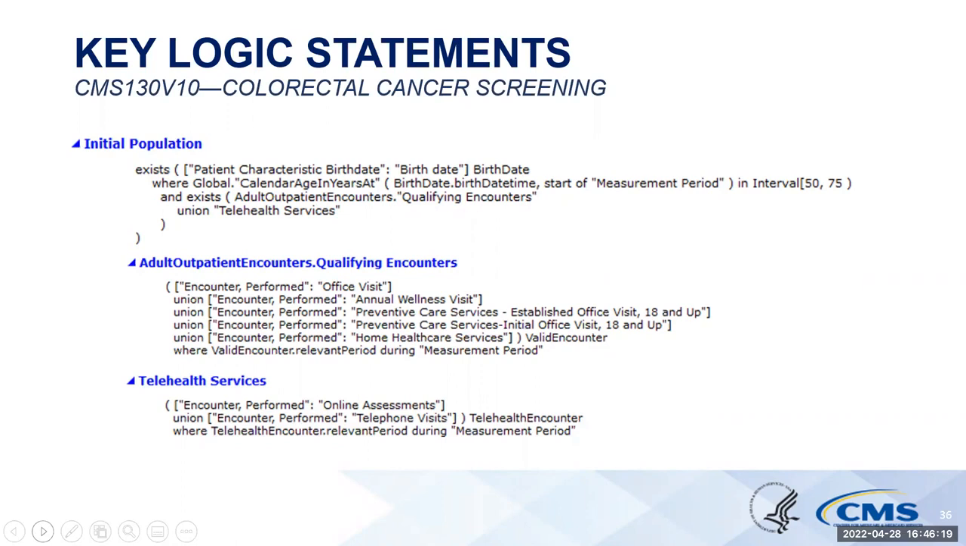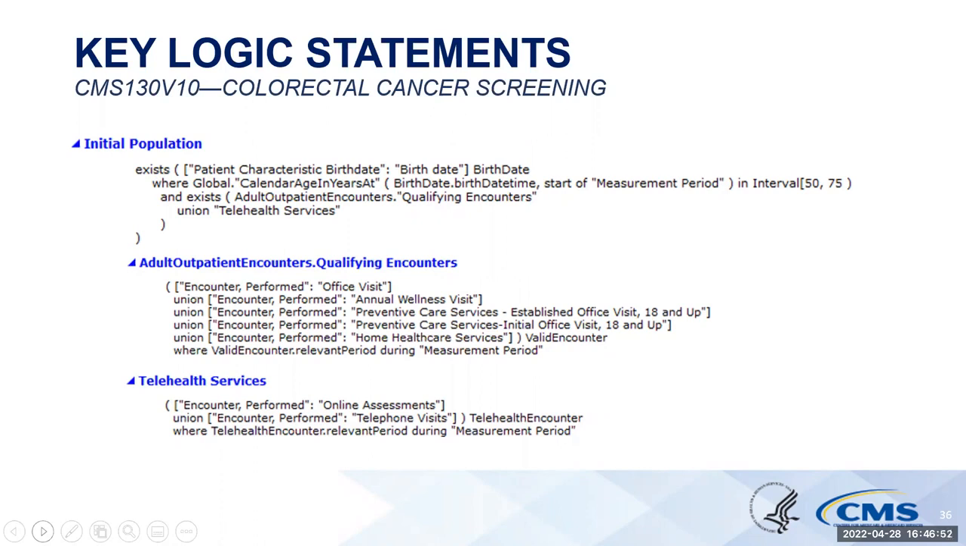For this initial population, the patient needs to be ages 50 to 74 on January 1st, 2022. The intent of this measure is to capture patients who turn 75 by the end of the measurement period by including patients who are 74 at the start of the measurement period. Like I mentioned on the previous measures, if we look at the age intervals for this measure, we see that 50 is included at this part of the logic through the use of a closed or square bracket, and 75 is not included through the use of a curved bracket.